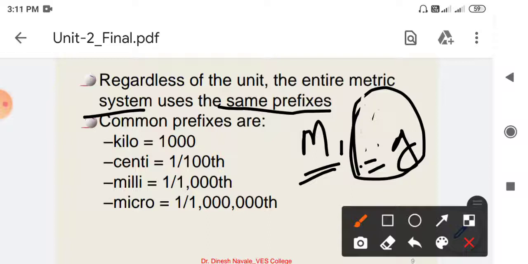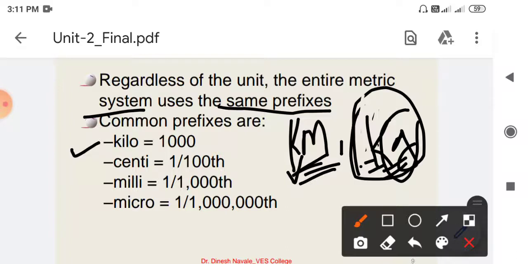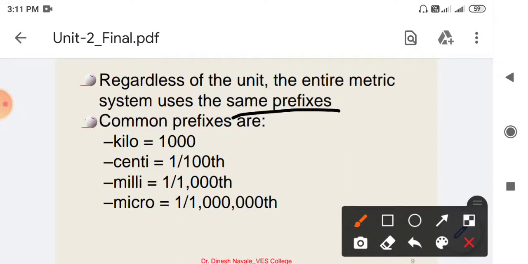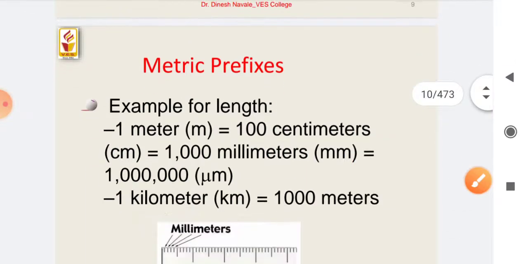So if we have the meter or gram, and if you want to find its 1000 part, we will simply put kilo in front of that base unit, so we will get the kilometer or the kilogram. But the only thing that we need to understand is that for kilo we need to have 10 raised to 3 as the base. Okay, 10 raised to 3. So this entire metric system uses the same type of prefixes for all the variables.